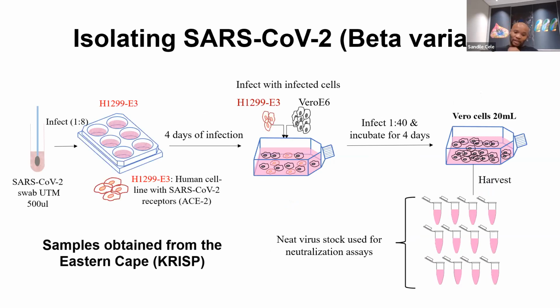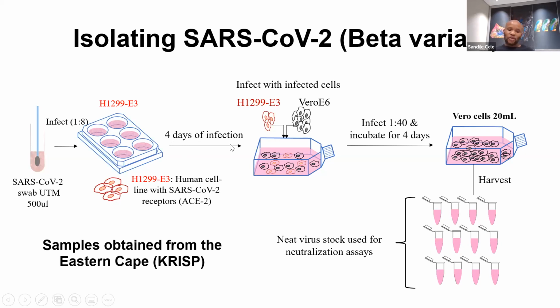So isolating the beta variant was not a success using the previously described method. So one needed to use a different cell type, which is a human cell line, H1299 E3. These cells were manipulated in a lab to have more SARS-CoV-2 receptors. Receptors are proteins on the cell surface that a virus binds to and infects. So the E3s were infected with SARS-CoV-2 and incubated for 4 days.